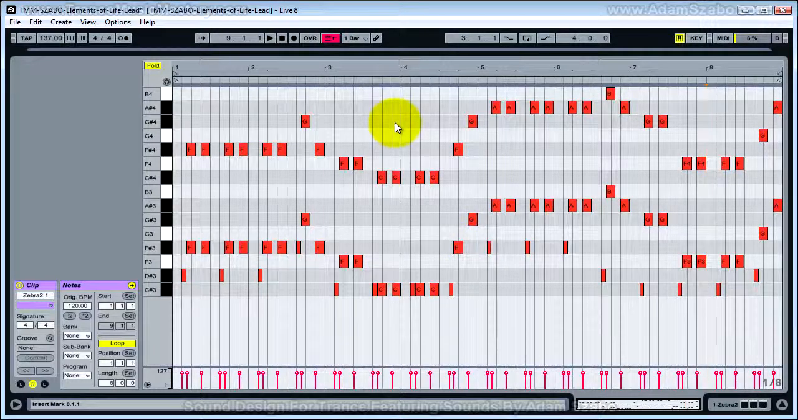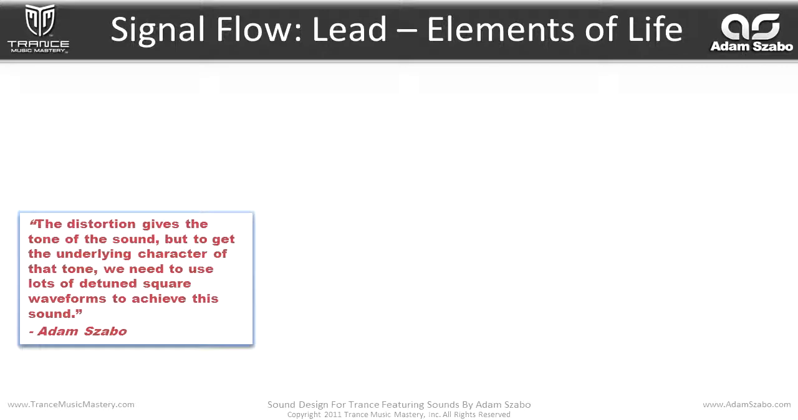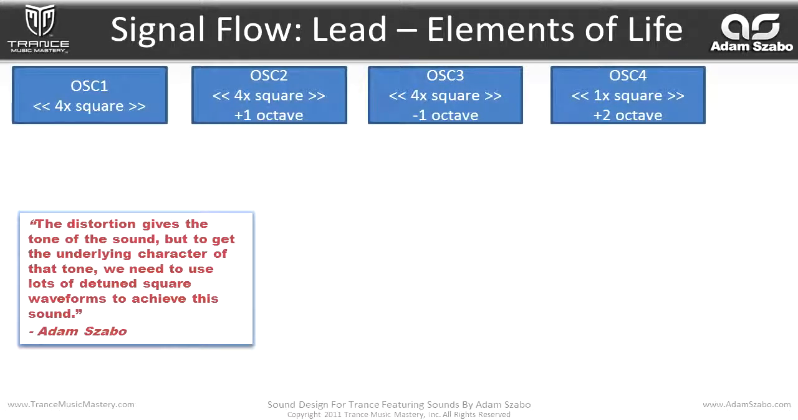Alright, let's take a look at the sound map. And Adam Sabo says, the distortion gives the tone of the sound, but to get the underlying character of that tone, we need to use lots of detuned square waveforms to achieve this sound. So this patch is using 4 oscillators. Oscillator 1, 2, and 3 are all quad square waves. Oscillator 4 is a single square.